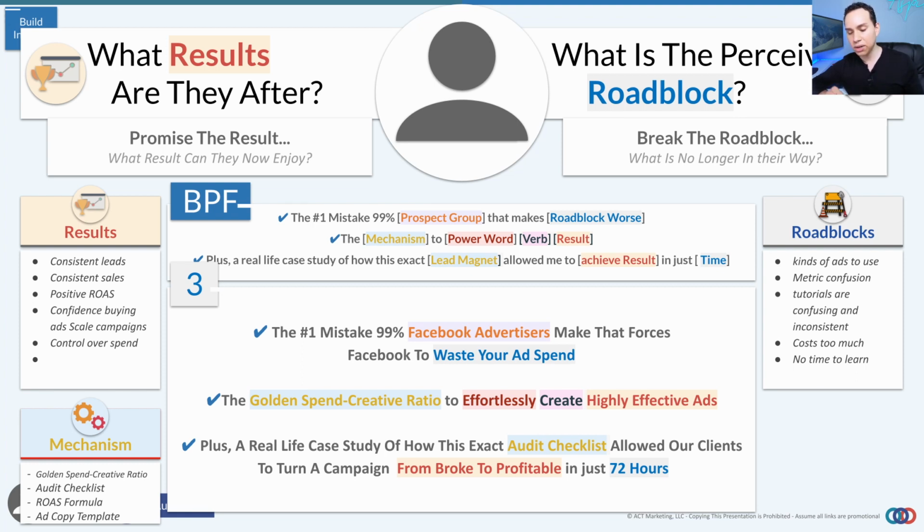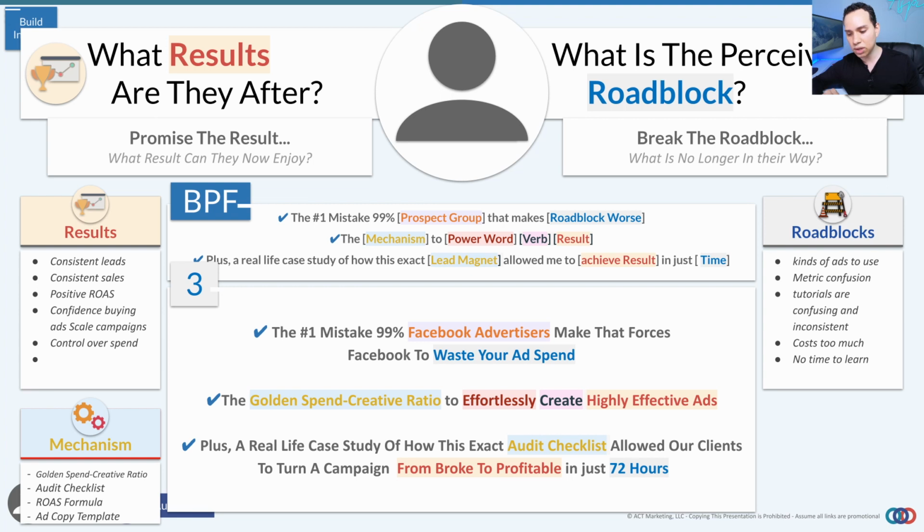And so what we're doing here is we're specifically calling out who this offer is for, Facebook advertisers. That's pretty broad. We probably want to be a little more specific, but hey, it's just an example. And then we talk about another problem that they're encountering. Of course, you've made a list of roadblocks and results, hopefully, and so we can go back to this list and grab some other things for our bullet points.